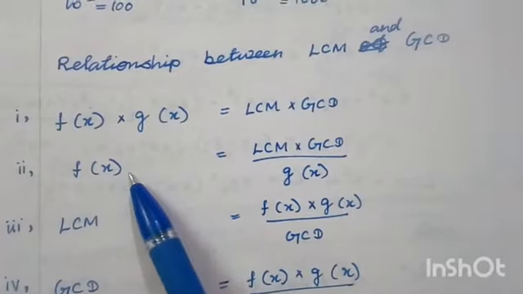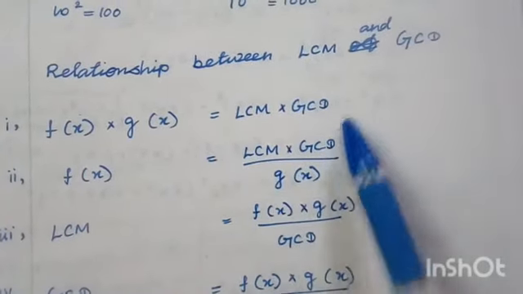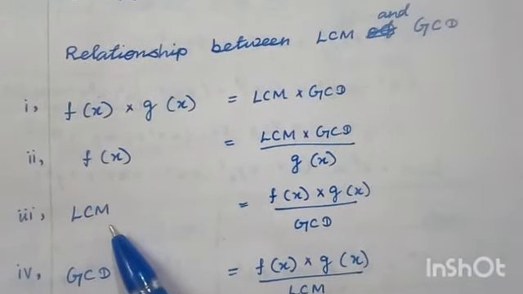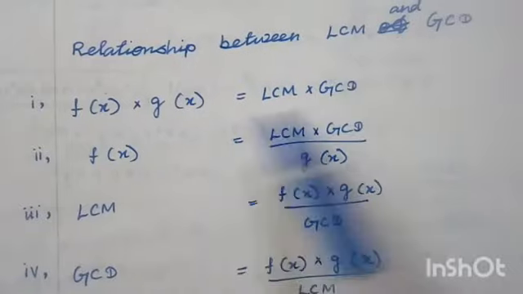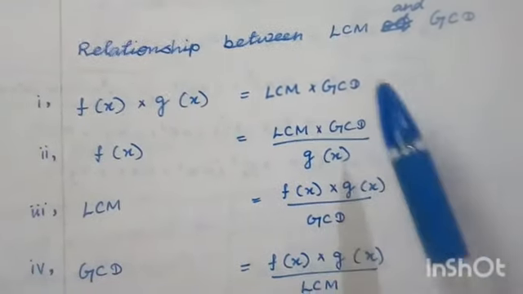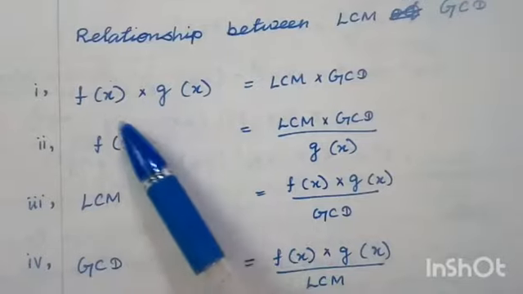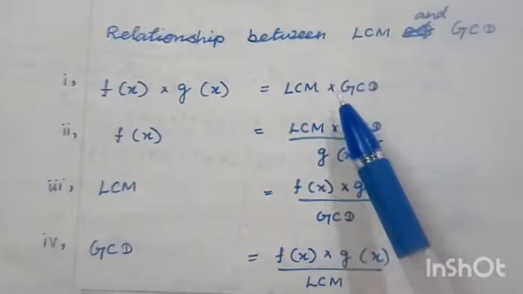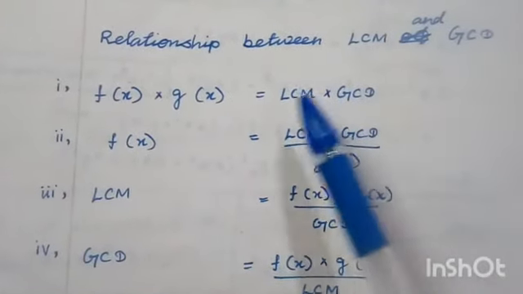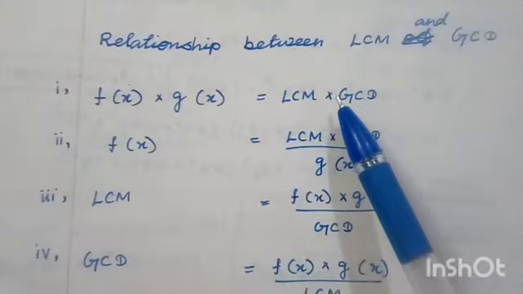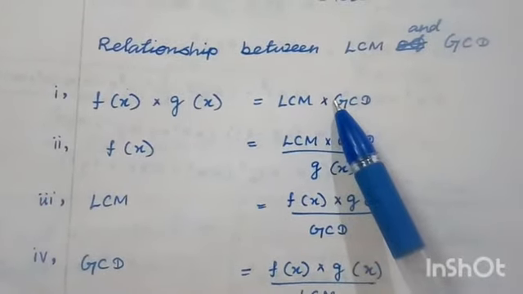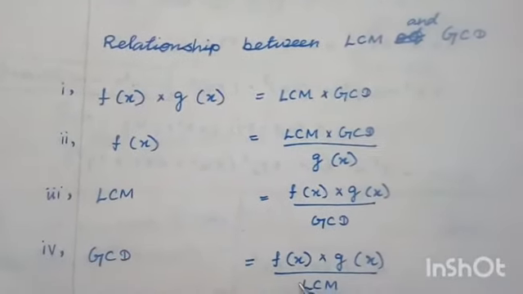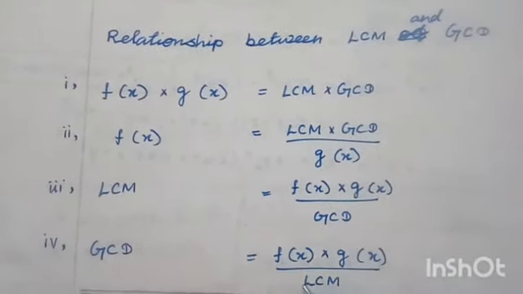If we want to find one polynomial, f(x), it is LCM into GCD by g(x), the other polynomial. Suppose you want to find the LCM, how do you find it? f(x) into g(x) by GCD. Suppose you want to find the GCD, how do you find it? f(x) into g(x) by LCM. This is the basic definition of the relationship between LCM and GCD. Using that basic definition, we have to derive these three. So it is useful for the following problems.